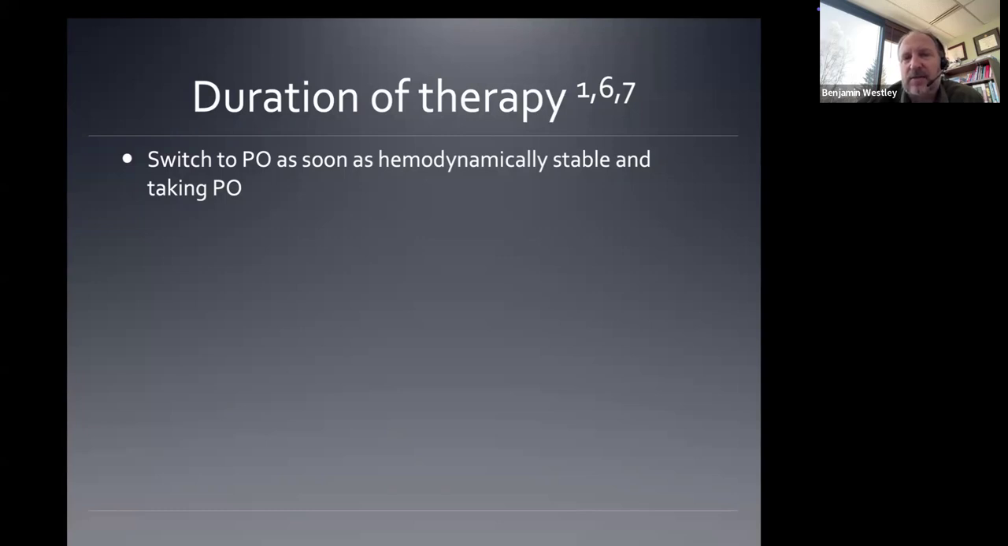So once somebody is not critically ill in the ICU on vasopressors, et cetera, they're hemodynamically stable, they're taking orals, and they're clinically improving, they can switch. Basically, as soon as hemodynamically stable and taking PO. We probably start too many patients on IV antibiotics when they're admitted to the hospital for mild to moderate pneumonias, when they could just take oral antibiotics even up front potentially.